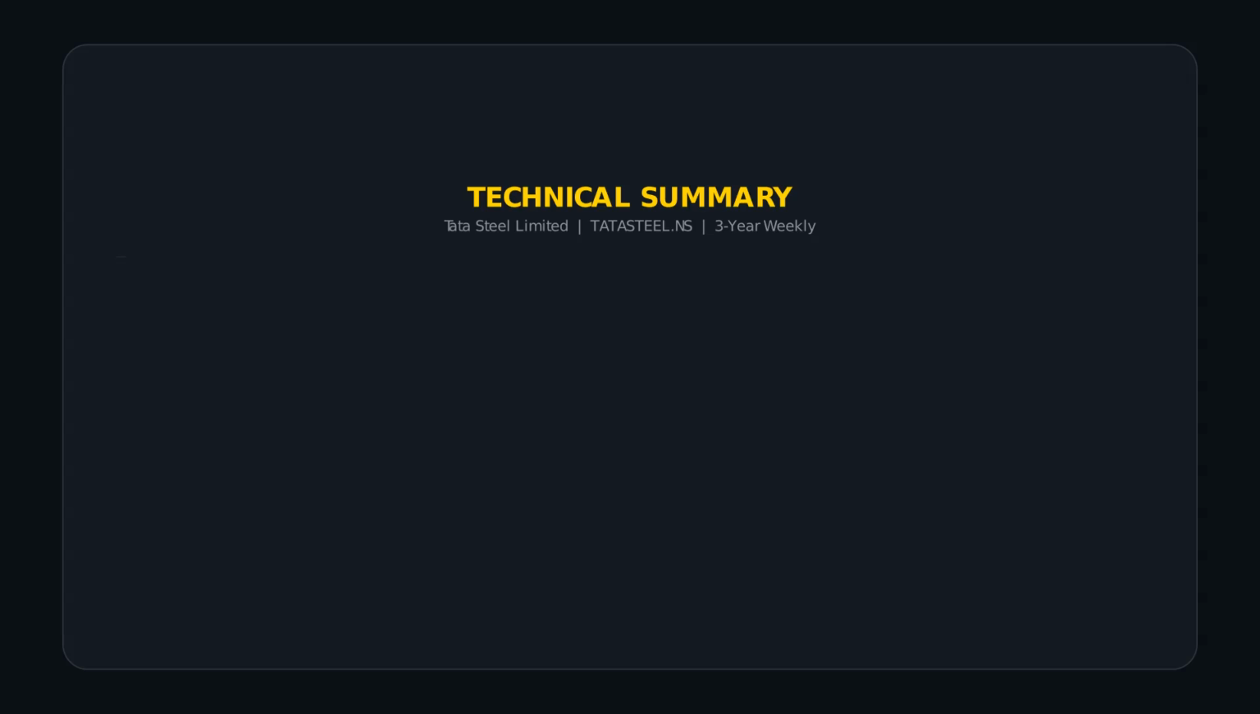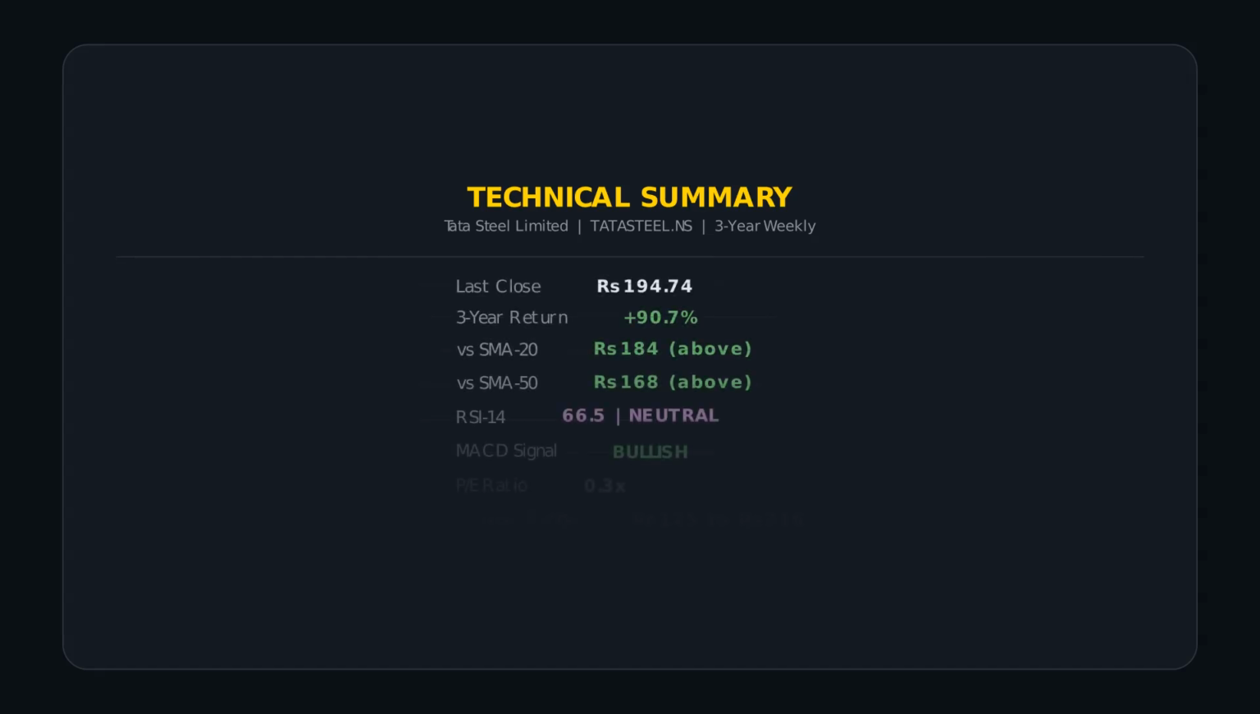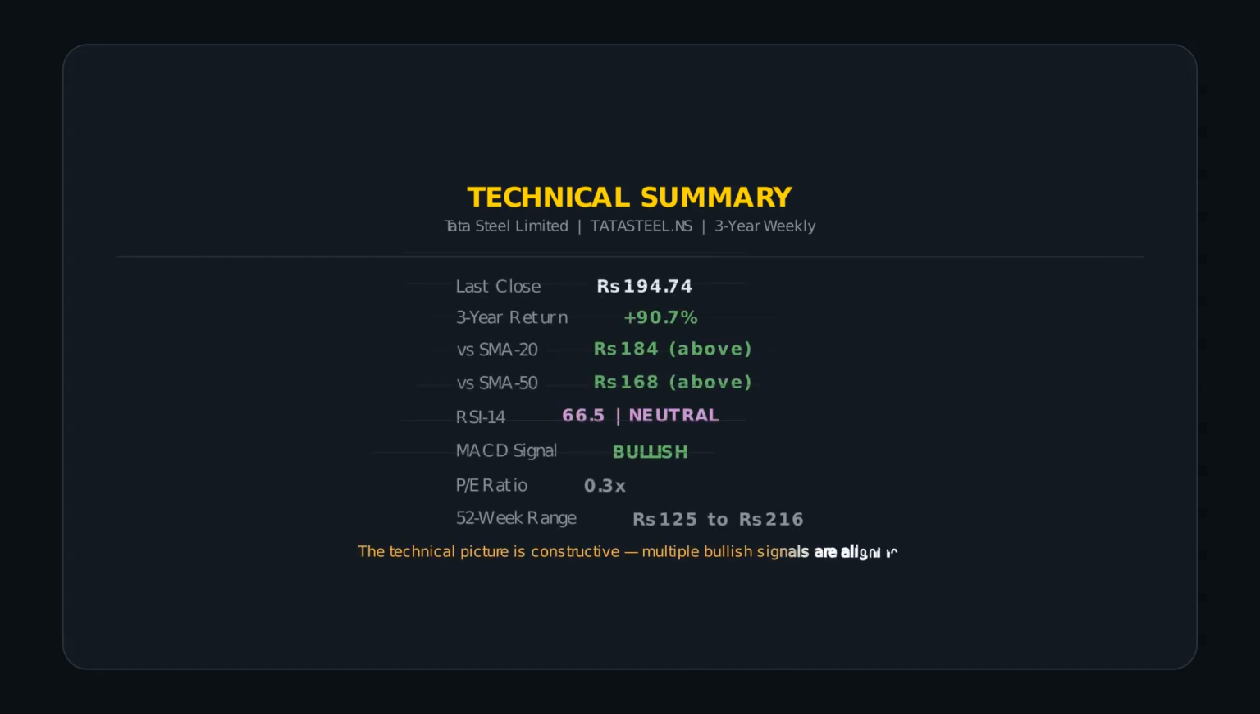Here is the complete technical summary for Tata Steel Limited. The stock has returned plus 97% over 3 years. RSI is 66.5, neutral. MACD is bullish. Price is above the 50-day moving average. The technical picture is constructive. Multiple bullish signals are aligning. Remember, this is math. Every number here has a formula behind it.